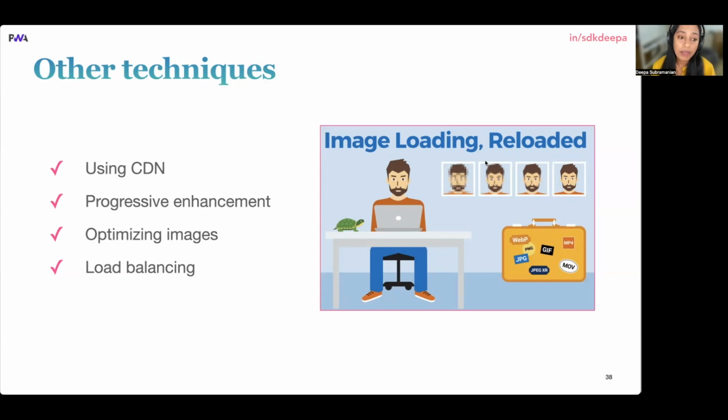So you can optimize images. We talked about optimizers that are available. You could also use different formats too. And load balancing is another technique. Consider load balancing to distribute the load evenly when you have traffic. This way, it could prevent performance bottlenecks too.